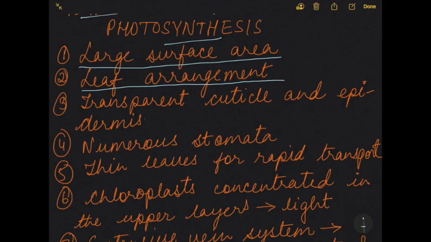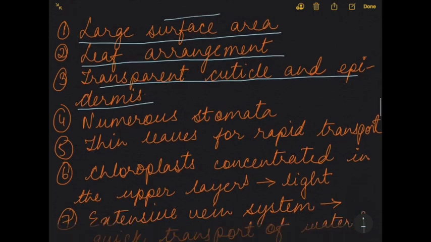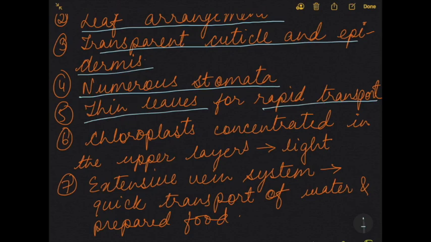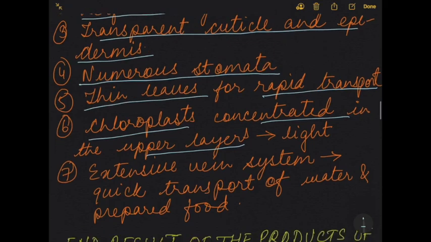Now, I already told you about the transparency of the cuticle and the epidermis. It is transparent so that the sunlight can seep inside easily. And of course, numerous stomata. More stomata means more carbon dioxide can get inside the leaves. And the leaves are very thin, so that there is rapid transport of water as well as carbon dioxide. And chloroplasts are concentrated in the upper layers, if you remember, the palisade and the spongy mesophyll cells, so that the light can reach them quickly.